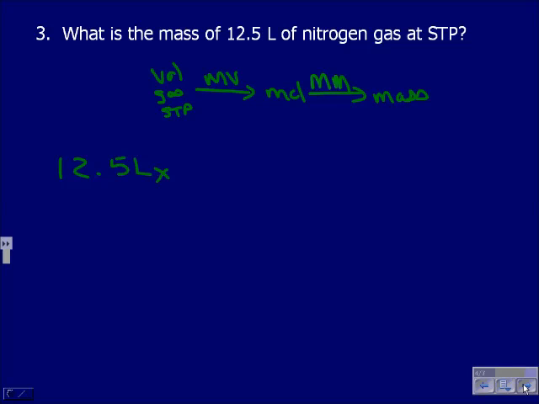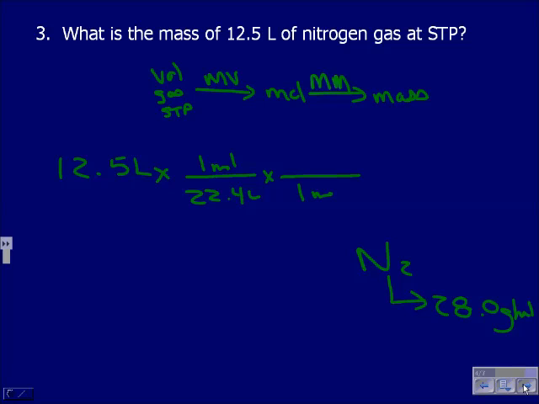12.5 liters, molar volume at STP. I need to get rid of liters, so 22.4 liters, 1 mole. Molar mass, and N2, I believe, what is that? 14 times 2, 28 grams per mole. I need moles on the bottom because I need grams out. 1 mole, 28.0 grams. What's the mass of that gas?